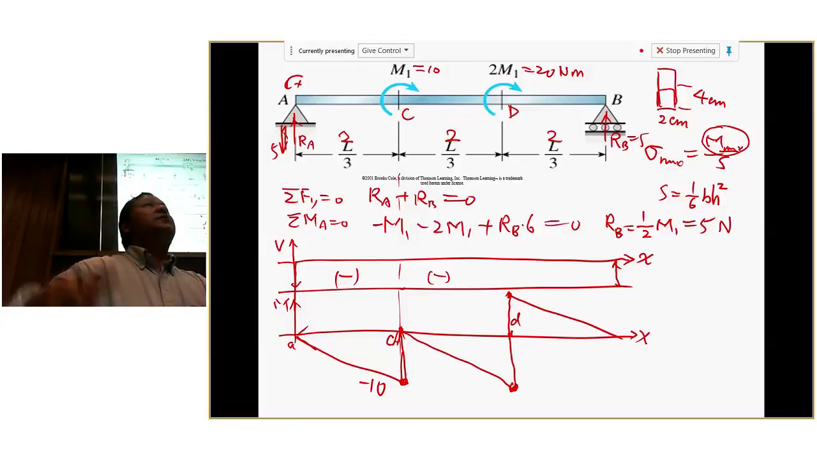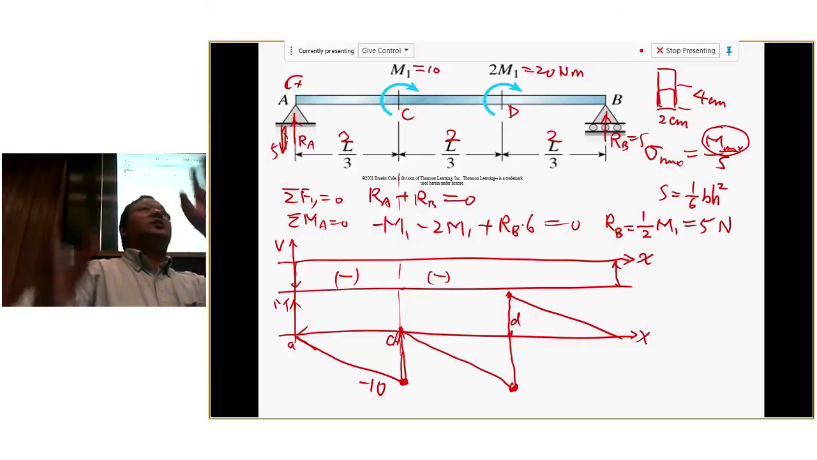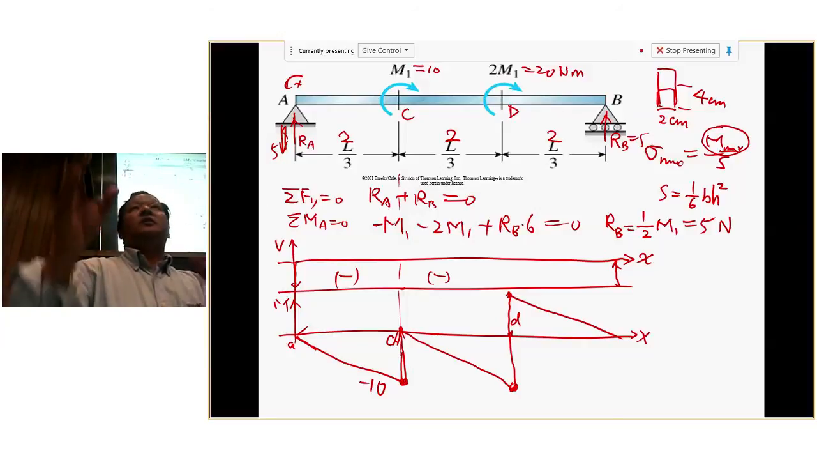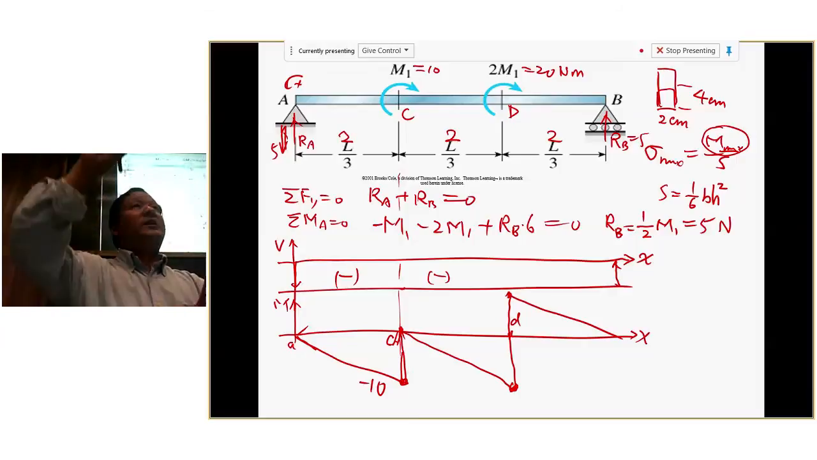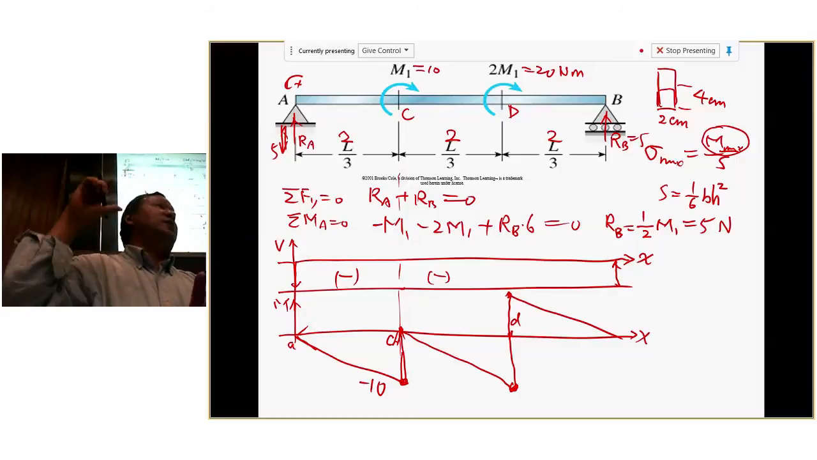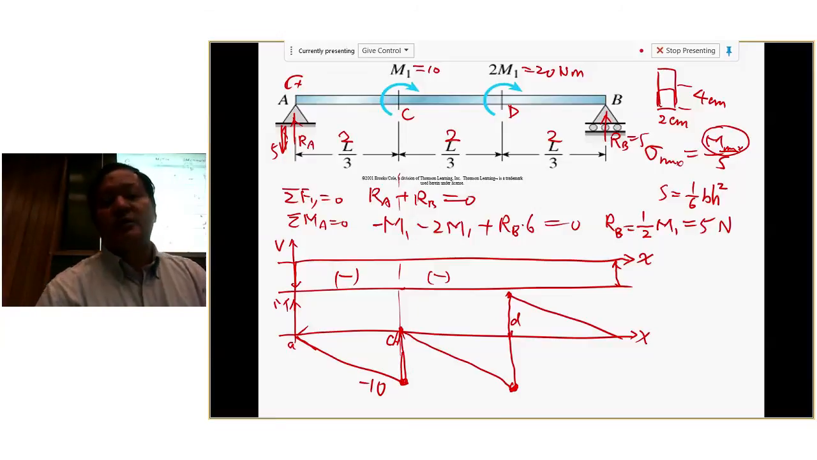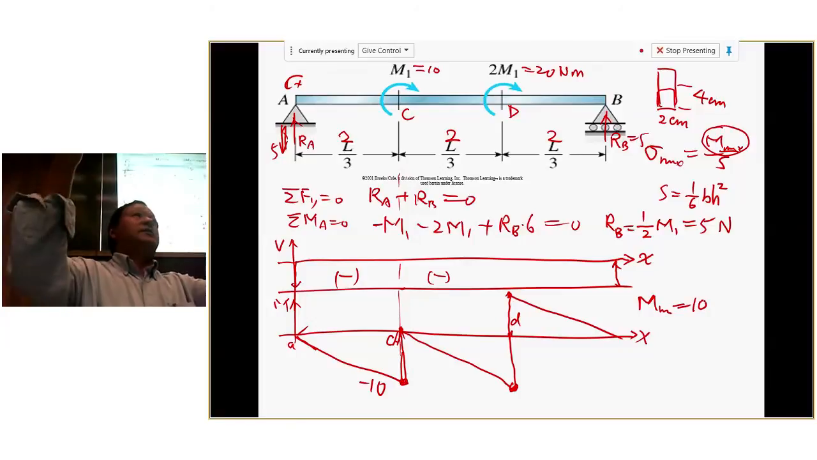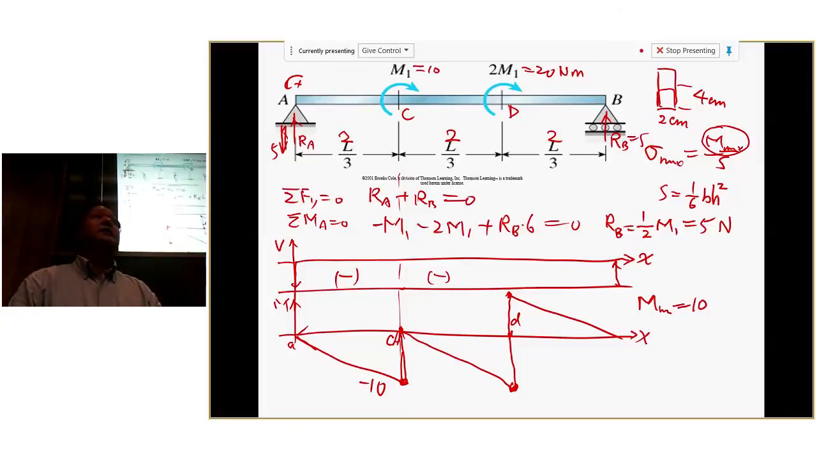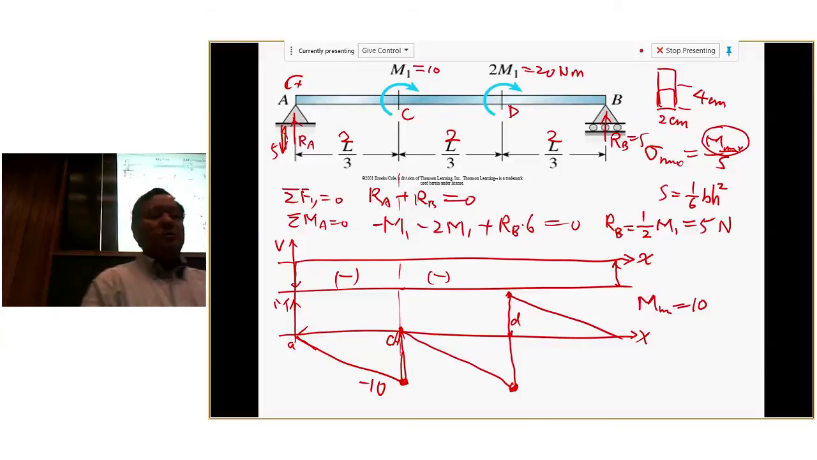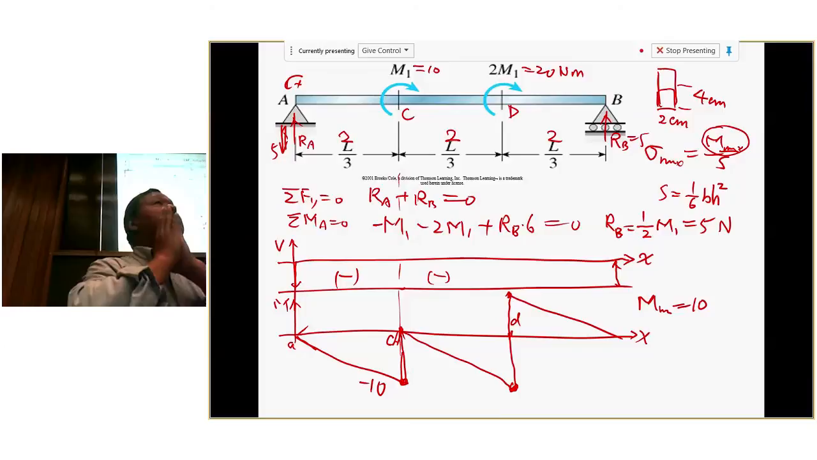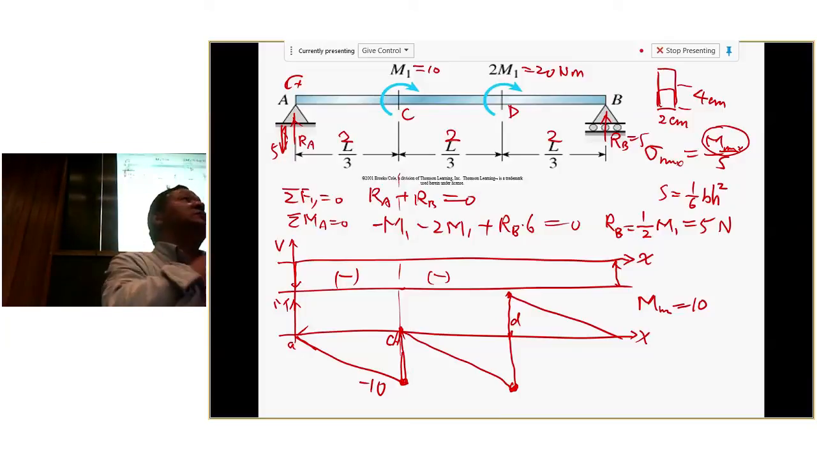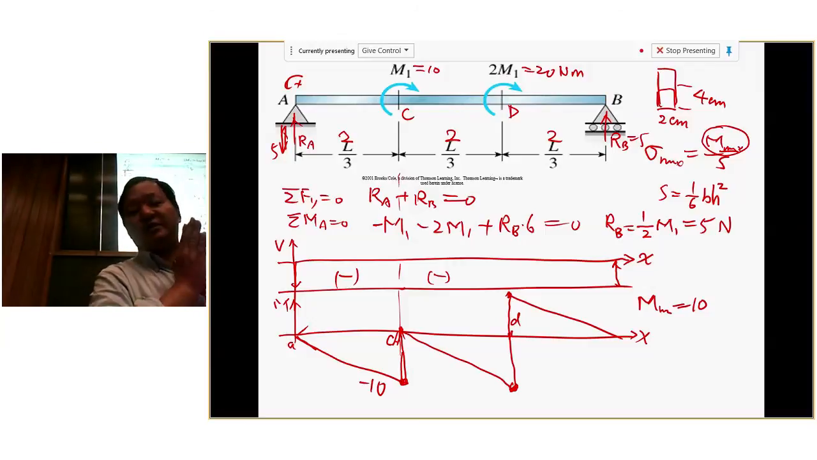Okay, what if they're different? What if the point C and point D, the value are different? Which one you pick? The highest one. Doesn't matter if it's negative or positive. You pick the highest value, the absolute value. Right? Okay, so for this case, M maximum equals 10. So now you plug in, you'll get the stress. Right? Okay, so basically with this equation, we can always determine what's the maximum stress in a beam if you know the load. Right?